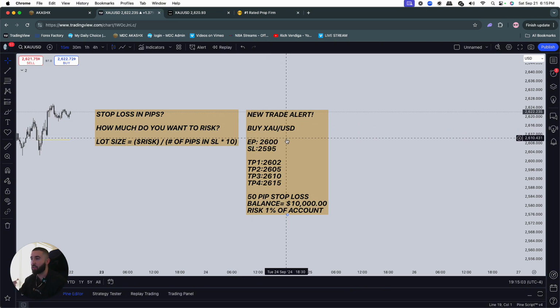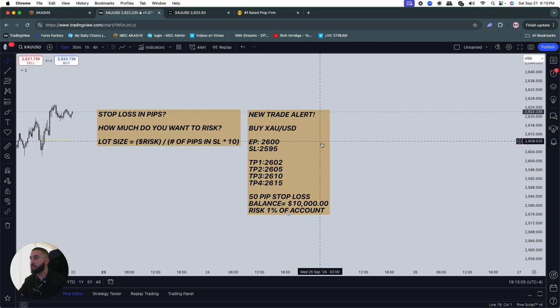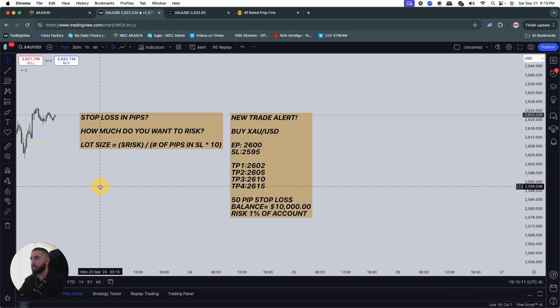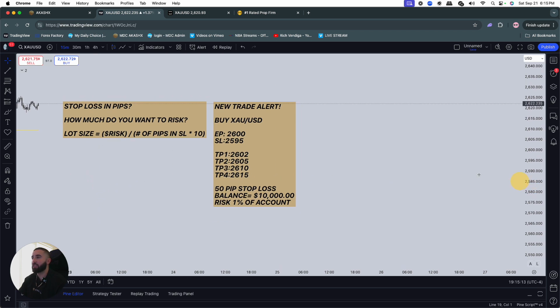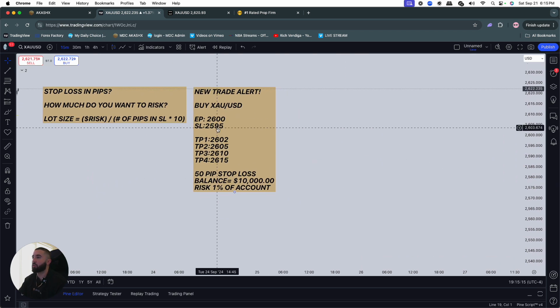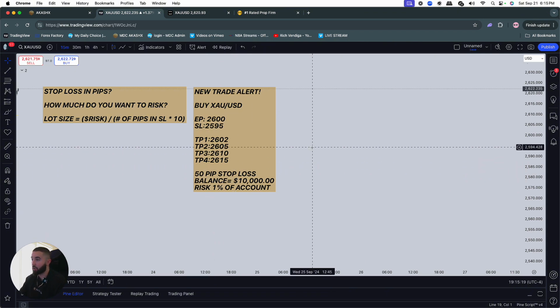We have the EP, our entry price at 2,600. We have the stop loss set at 2595. And then we have our 4 different take profit levels. Now, if we notice here from 2,600 to 2595, that is a 50 pip stop loss on gold.